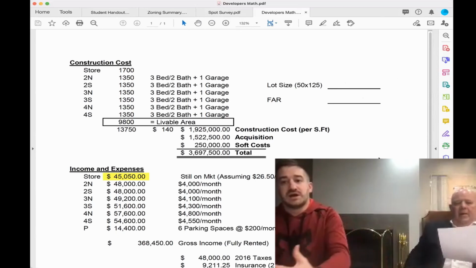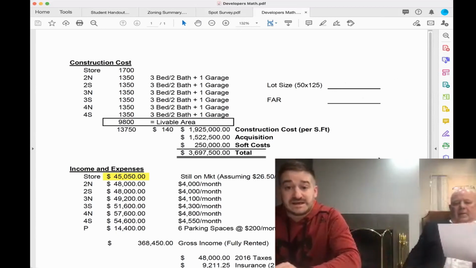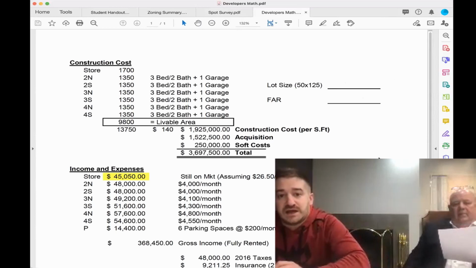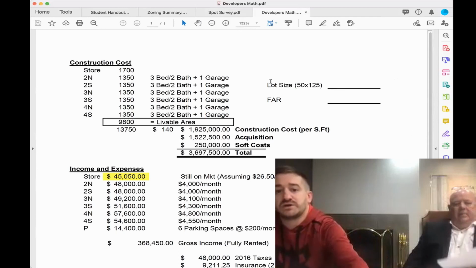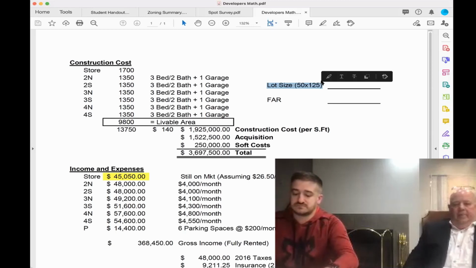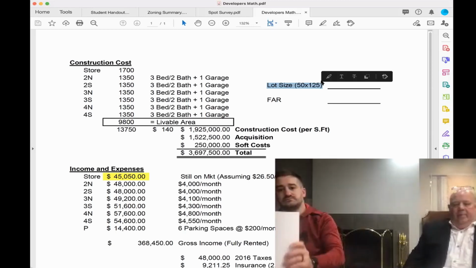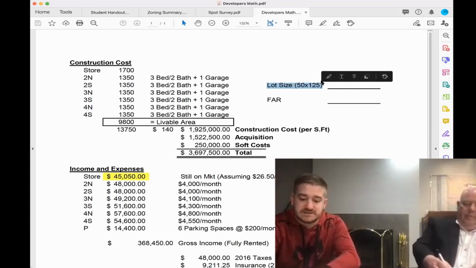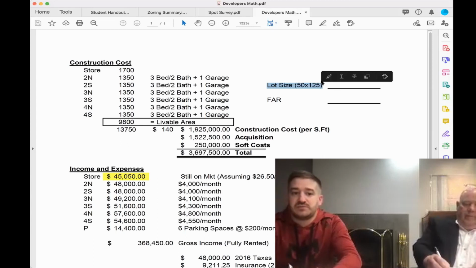Every developer, after they have figured out what they can build, then looks at what it's going to cost to build it, and they want to figure out their profits. So we have a lot size of 50 by 125. What's the square footage of the lot size? It's 6,250. Yes.